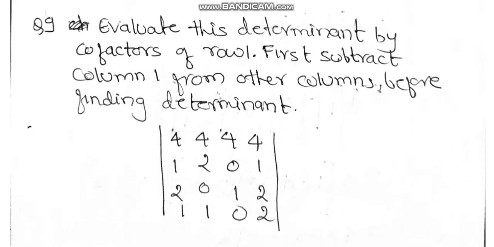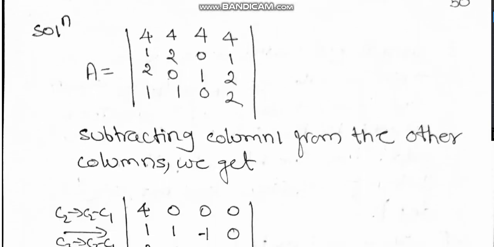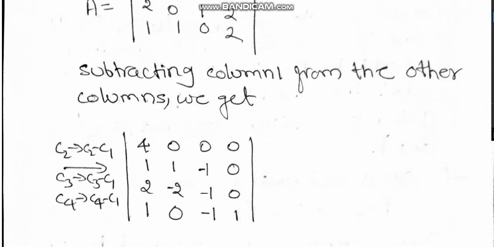So then moving on to the next problem, evaluate this determinant by cofactors of row 1. First subtract column 1 from the other columns before finding the determinant. So first you have to subtract column 1 from the other columns and then you have to find the determinant. So do that here.